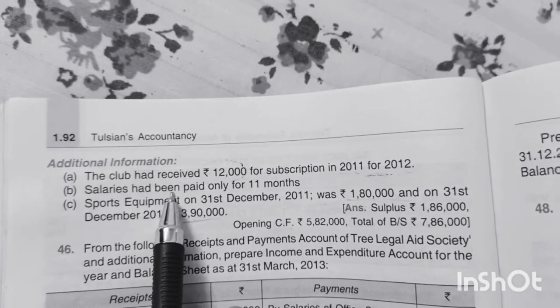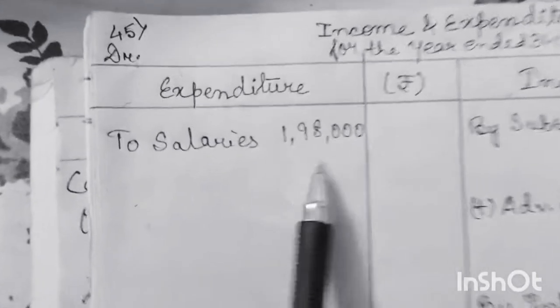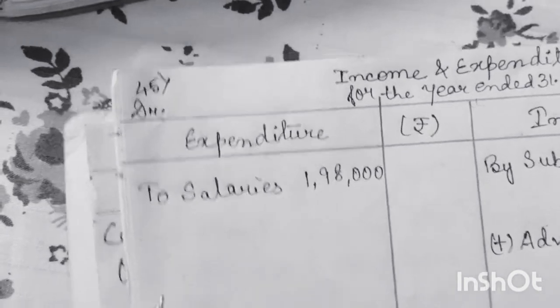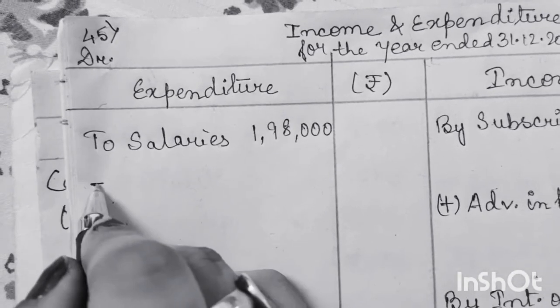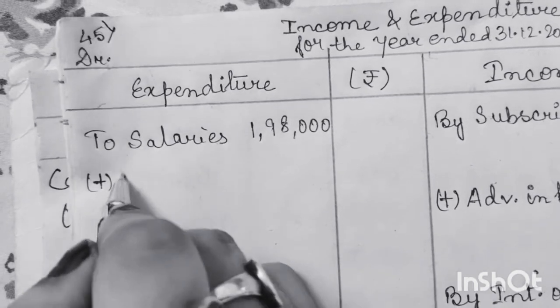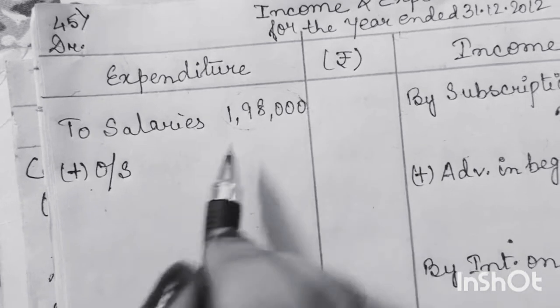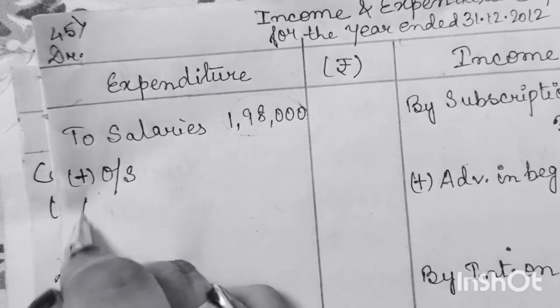Salaries had been paid only for 11 months. The amount for salaries which you have received is for 11 months. That means still 1 month salary is outstanding. So we will write add outstanding. Now this is for 11 months. Then what should be the salary for 1 month?